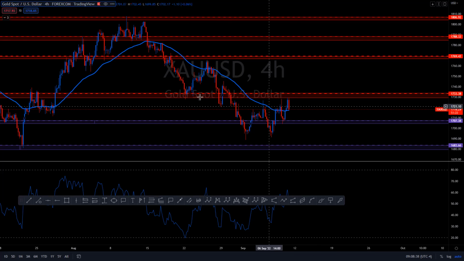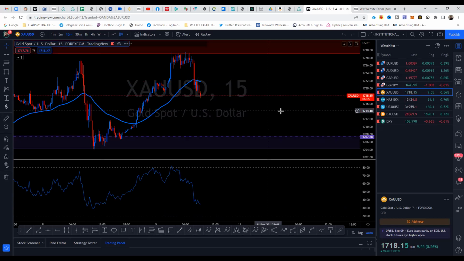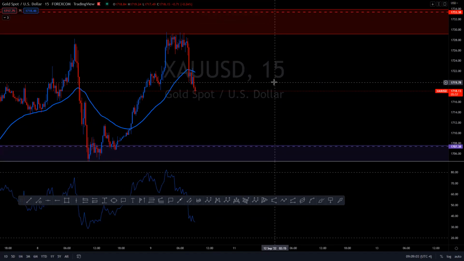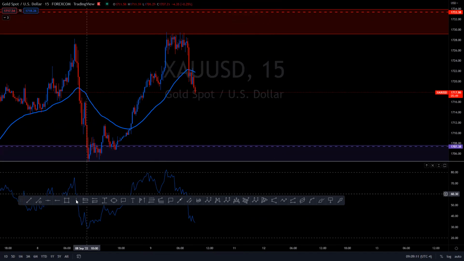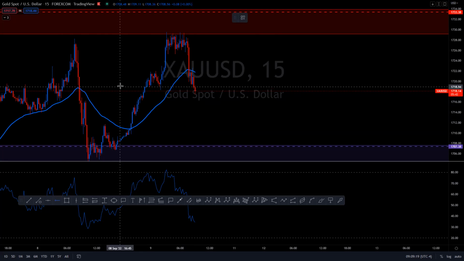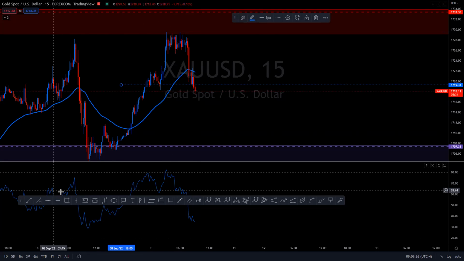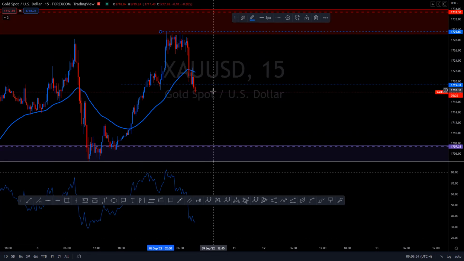Let me go to the 1 hour and see where it's at. Yeah, so it might come down to test this area and then go up. So when I look at the 15-minute here, I'm looking for it to break this last structure and create a swing low and go up. It's obvious that we have a demand zone here because price shifted and went up this way. So then, of course, target this liquidity up here.